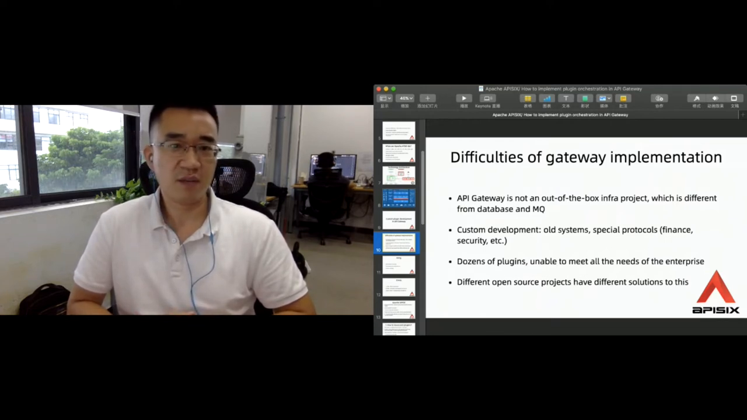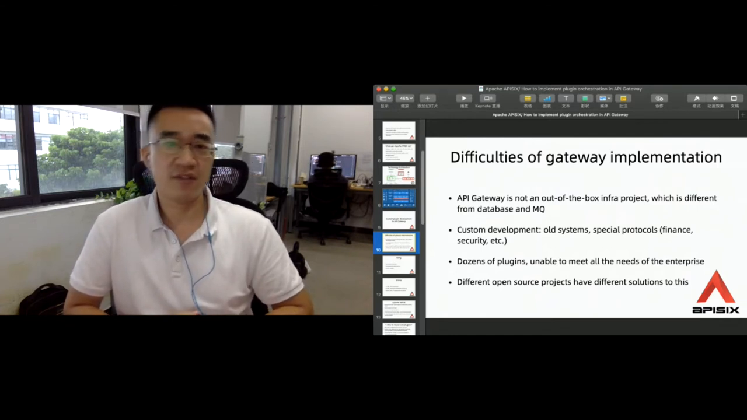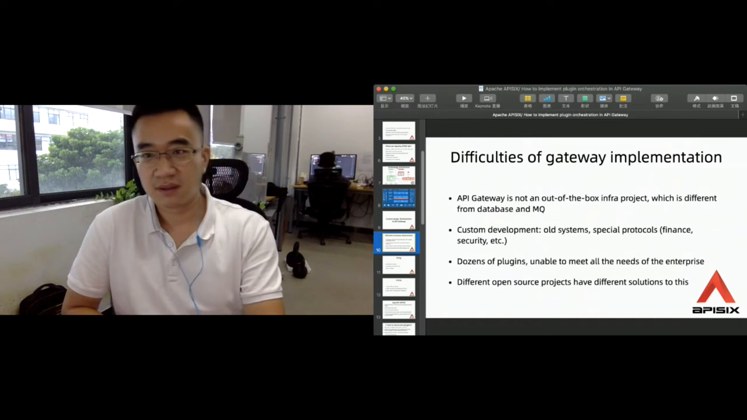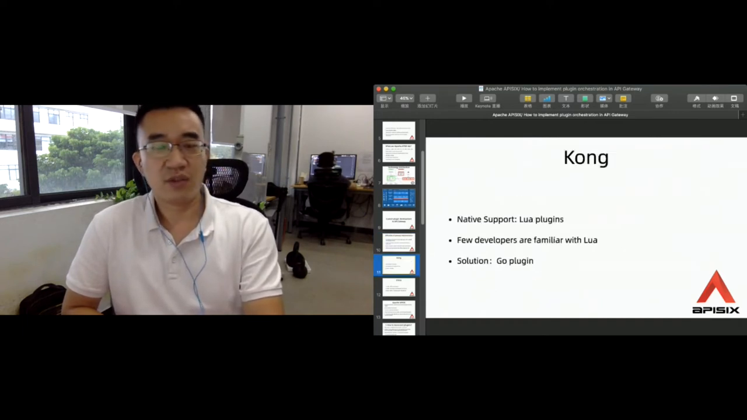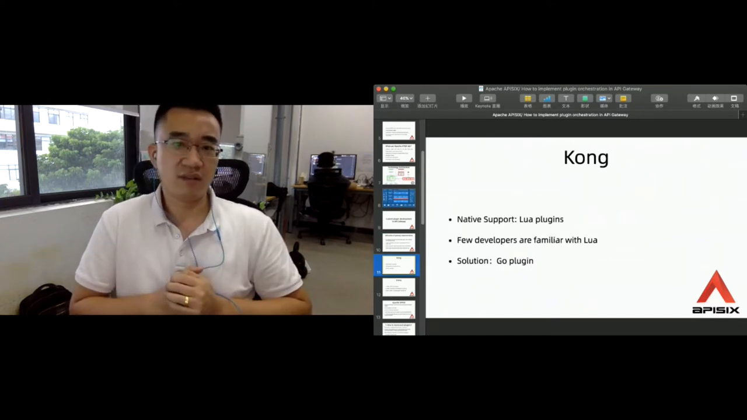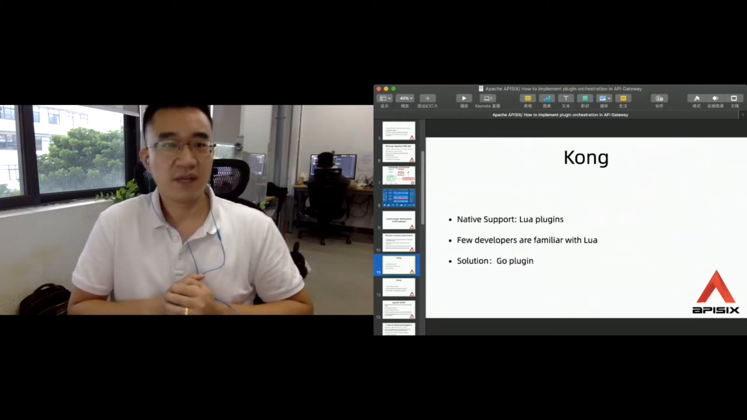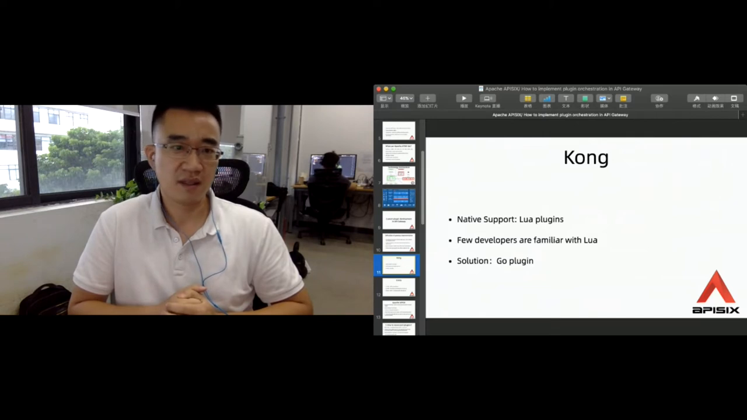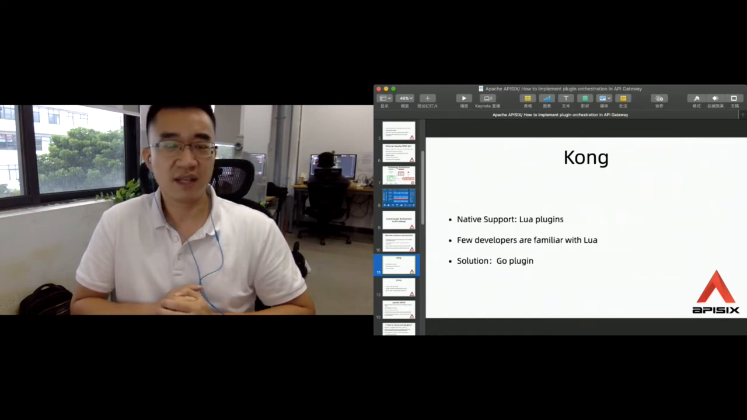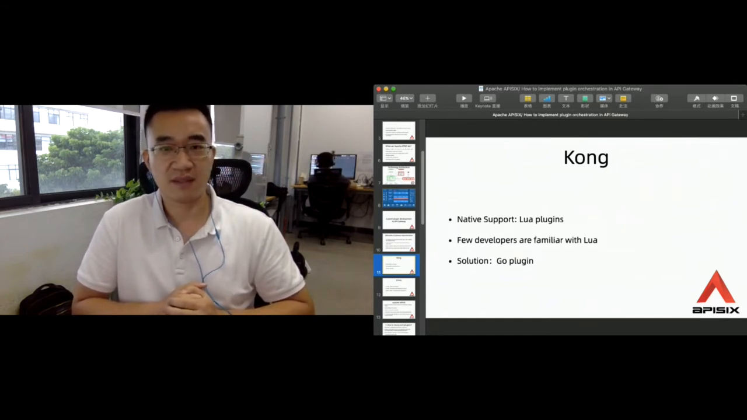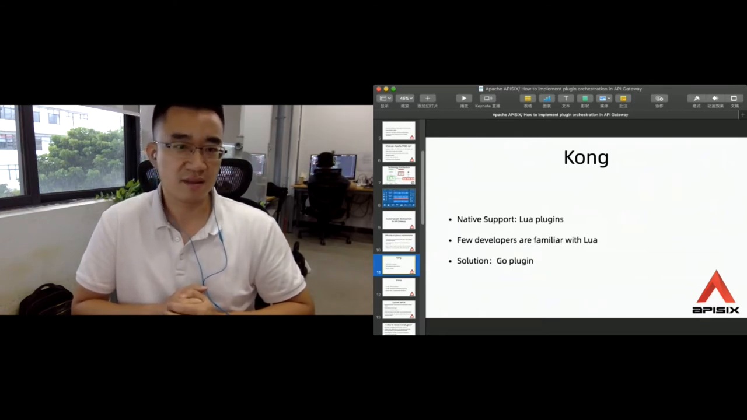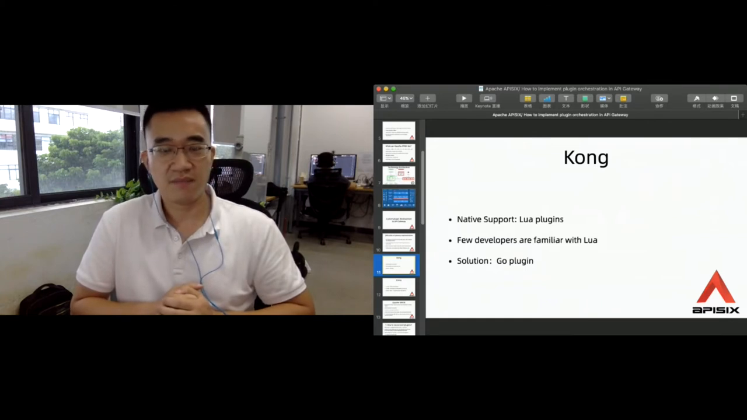For plugin development, different open source projects have different solutions. Let's take a look at Kong first. Kong is a well-known API gateway project. It's 5 years old. Kong's technology stack is basically the same as APISIX, and both of them are implemented based on NGINX and Lua. But the technical architecture of Kong is not the same as APISIX. Kong is based on an RDBMS, such as Postgres and Cassandra. And APISIX uses etcd. The APISIX solution is closer to Kubernetes and cloud native.